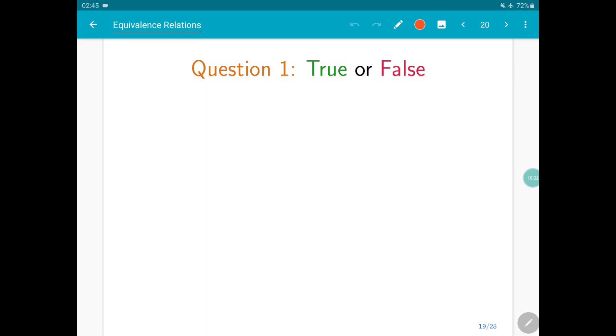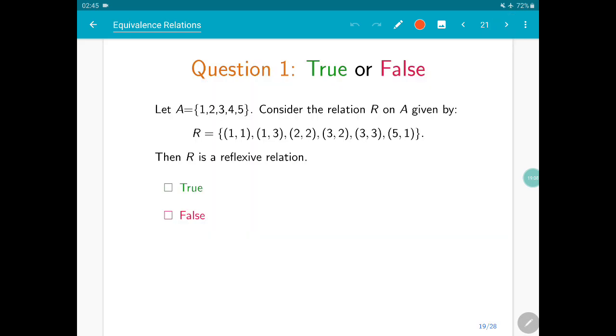Okay, a first question for you. As always, I will give you 10 seconds for thinking. So this is the question. I have my set A given by 1, 2, 3, 4, 5, and I consider the following relation on A, which is given by the subset that contains (1,1), (1,3), (2,2), (3,2), (3,3), and (5,1). So I'm asking if this is a reflexive relation. So 10 seconds.